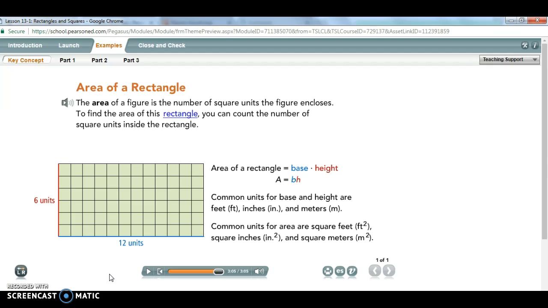So when we're finding our area, it's very important that your answer is going to be in square feet, square inches, or square meters. They're not squared when you're just finding the units of the length, or the base and the height, but it is square units when you're trying to figure out how many squares are within to fill up that whole area.